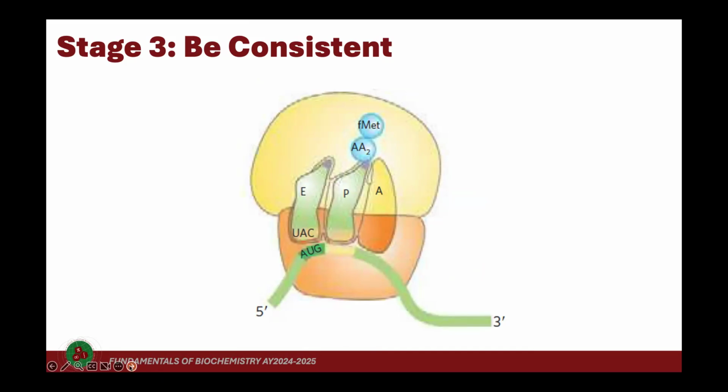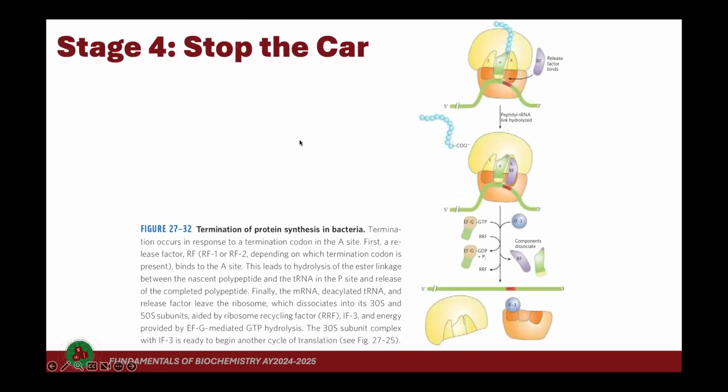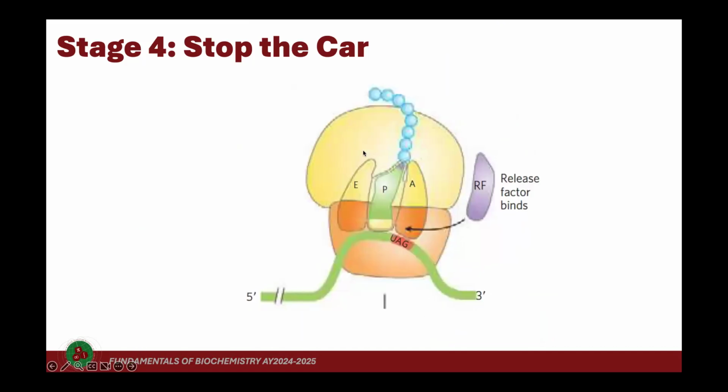So the process will repeat itself until your ribosome encounters a termination or a stop codon. So we are now in the termination stage. So for the termination stage, you have the polypeptide chain there.